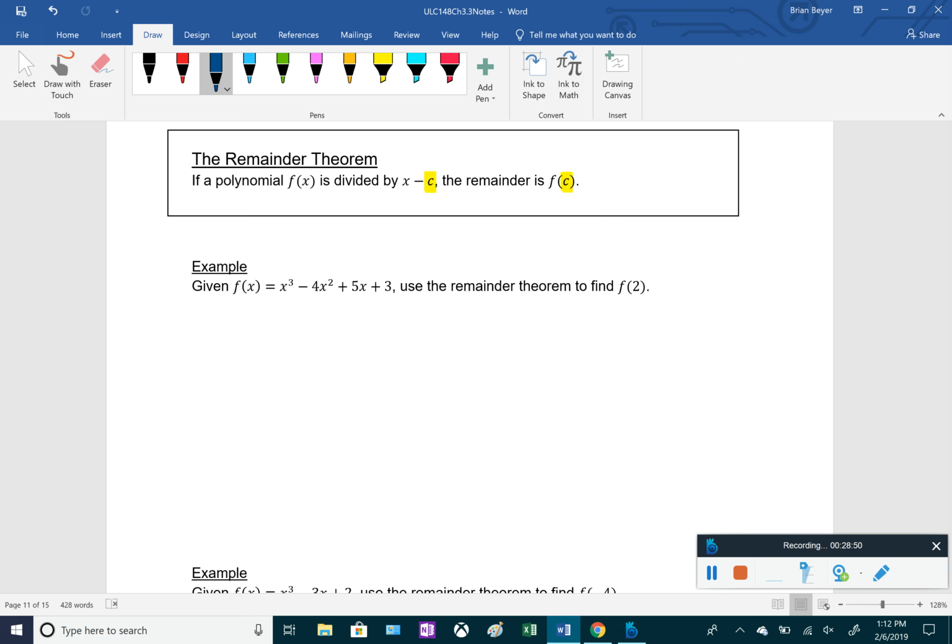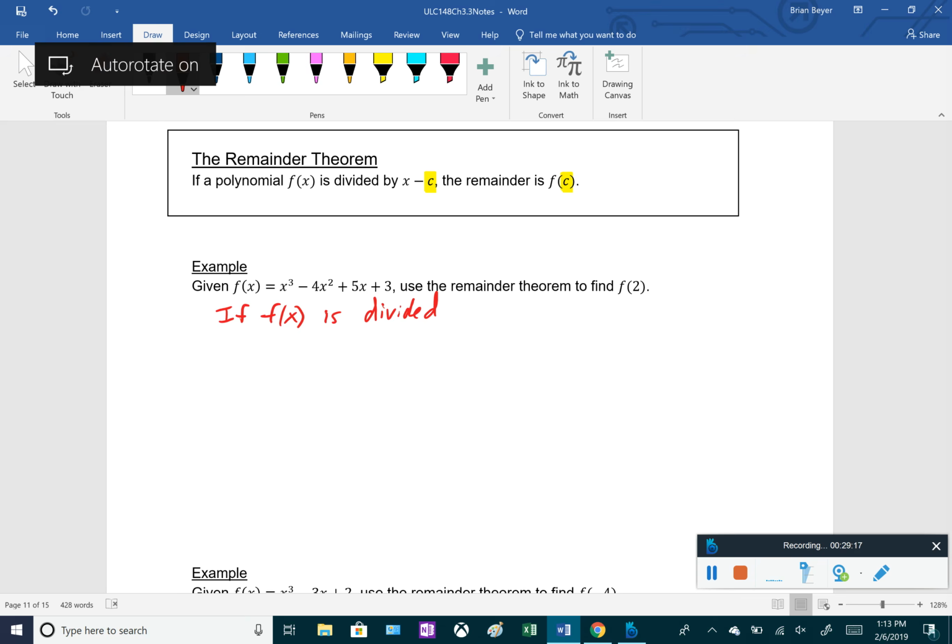So let's do an example. Let's say we're given f of x is x cubed minus 4x squared plus 5x plus 3. And we want to use the remainder theorem to find f of 2. So what that means, using this theorem, is I'm almost repeating what the remainder theorem exactly says: if it's divided by x minus c, the remainder should be f of c. So if f of x is divided by x minus 2, the remainder is f of 2.